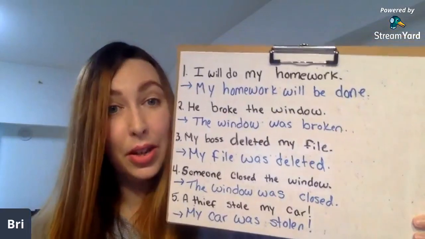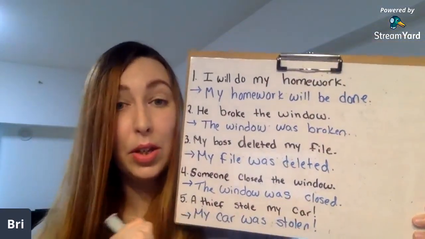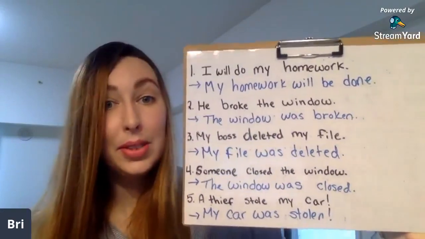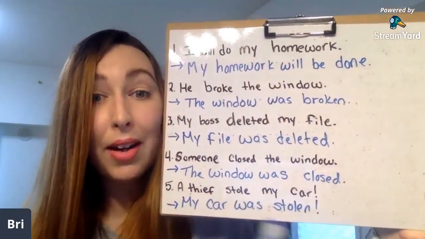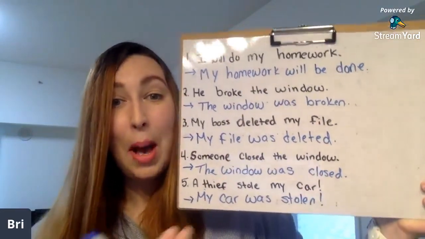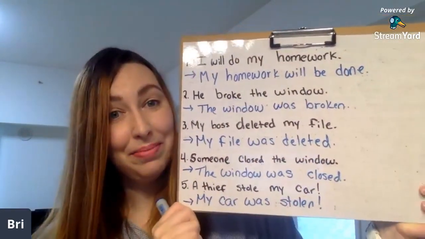Okay. The window was closed. Or the window got closed. The window got closed. My car was stolen. Or my car got stolen. Very good.